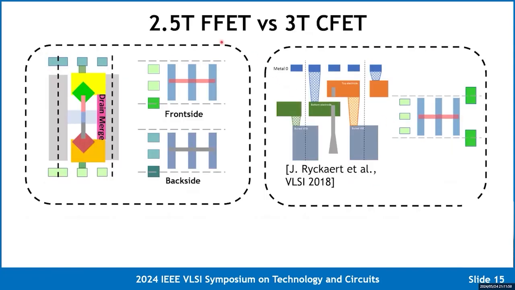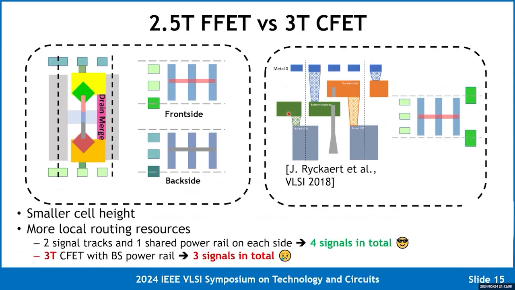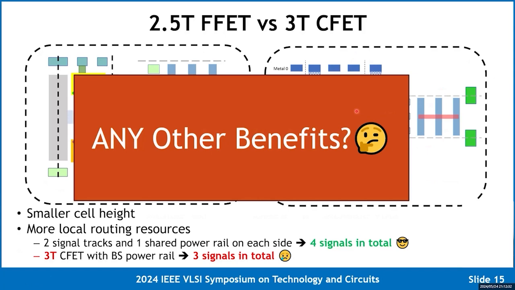Comparing the flip FET standard cell with the CFET standard cell, we can obviously see that the flip FET standard cell is smaller. Moreover, the flip FET has more local routing resources. There are 2 signal tracks and 1 shared power rail on each side. This means 4 signals in total in the 2.5T flip FET, while in the 3T CFET with backside power rail, there are 3 signals in total. So it is easier for flip FET standard cell design. The question is, are there any other benefits?